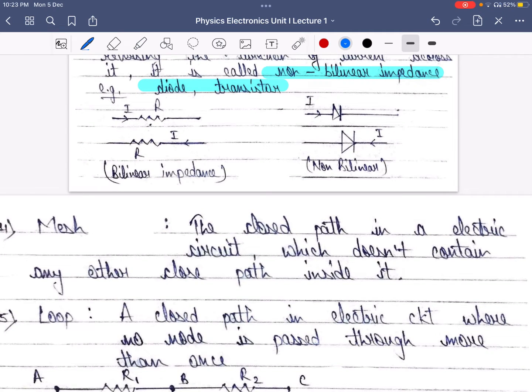As shown here in the diagram, if the current is flowing from left to right, resistors show R impedance, or if the current is flowing from right to left, resistors show R impedance. In the case of diode, if the current is flowing from left to right, diode shows zero resistance, whereas in the case of current flowing from right to left, diode shows infinite resistance.